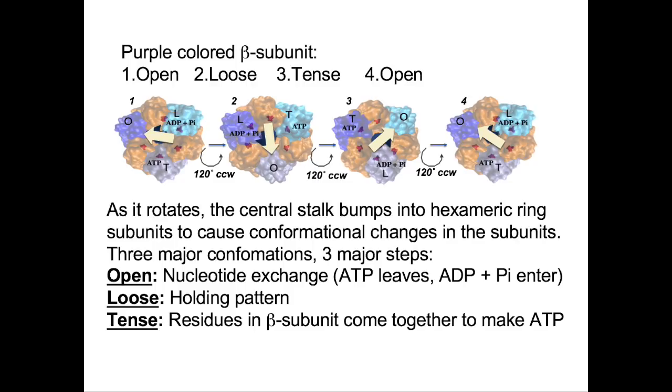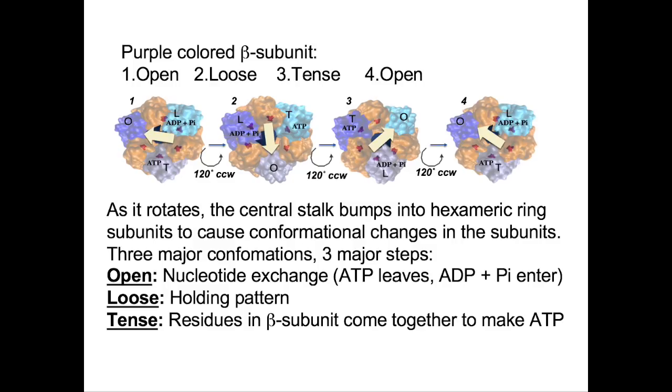Now, as the stalk rotates 120 degrees counterclockwise, the purple subunit becomes in the loose conformation, and this is more or less a holding pattern. Nothing much happens. But then with another 120 degree rotation, the purple subunit is going to be in the tense conformation. And in this tense conformation, the subunit will be in such a shape that it becomes easier for ATP to be synthesized from the ADP and inorganic phosphate. And so ATP is formed.